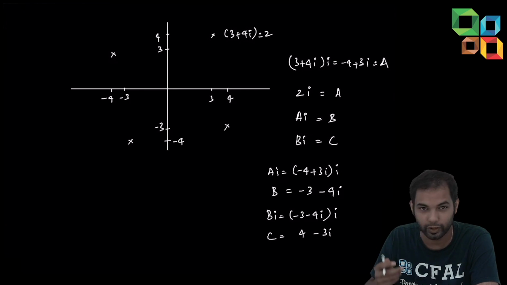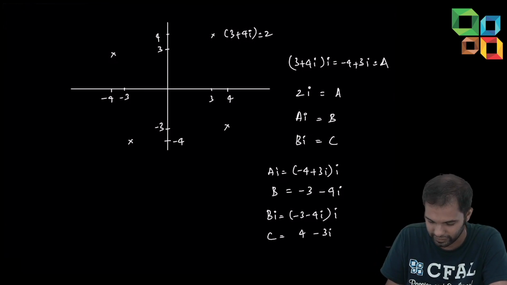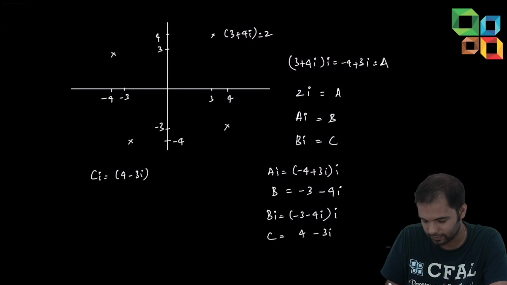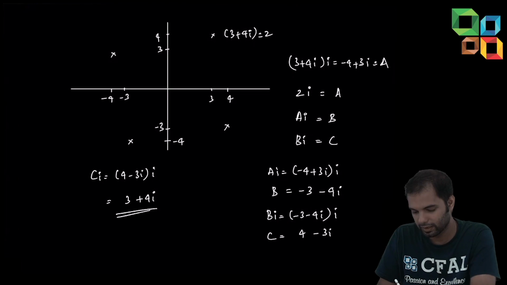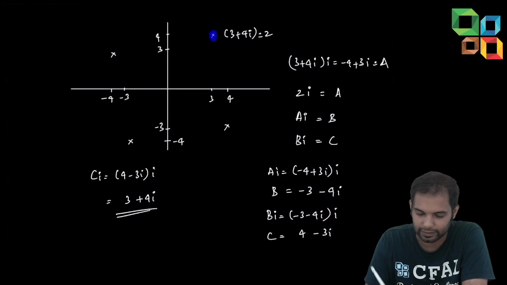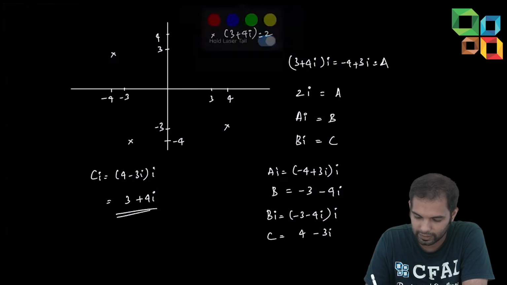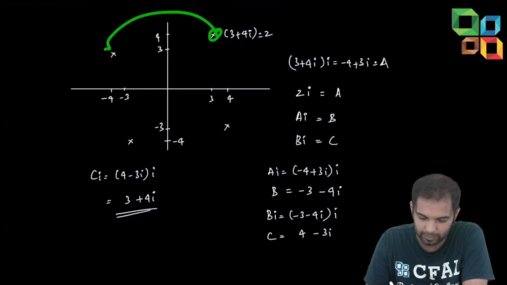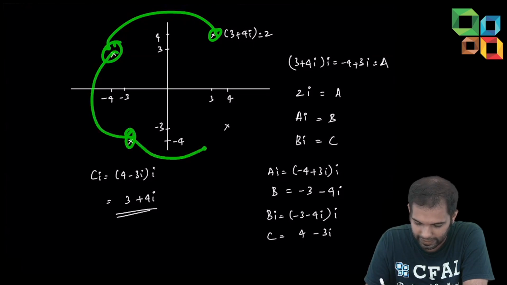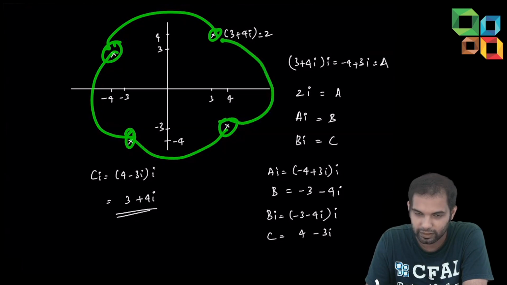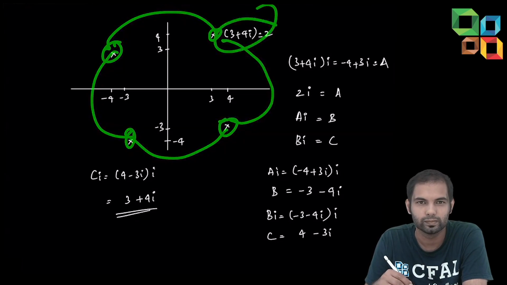Now this is C. If you continue the process, this is very interesting. Look at it. C into i, what are you getting? 4 minus 3i into i, so you're going to get 4i plus 3. Can you see that? We started here, you multiplied and came here. You multiplied and got this point. Again, you multiplied by i, you got this point. When you multiplied by i again, it came back to the same point, 3 plus 4i.